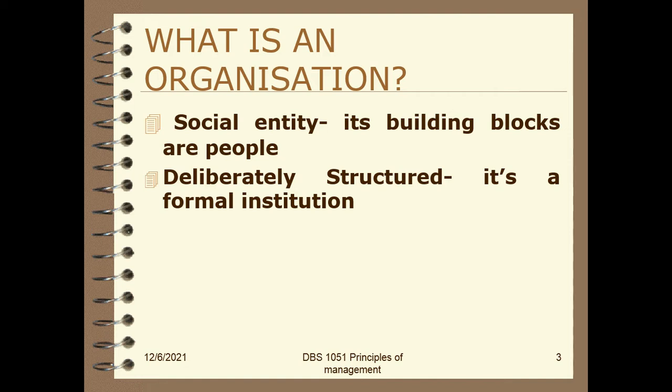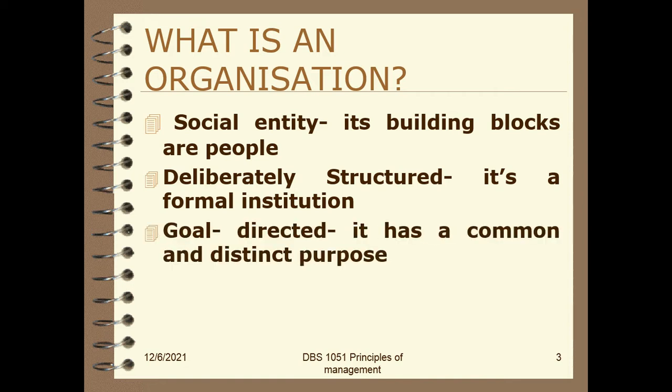This social entity is goal-directed. It has a common and distinct purpose. So, a group of random people moving in the streets cannot be termed an organization. They have to be deliberately structured. They have to have a common goal. They have to work together towards that common goal.